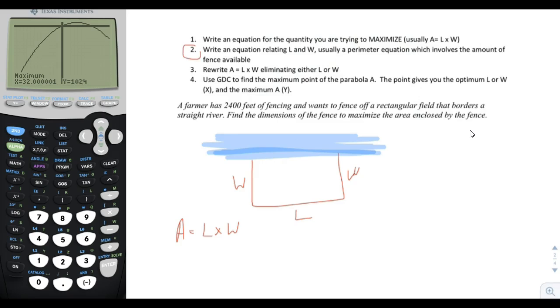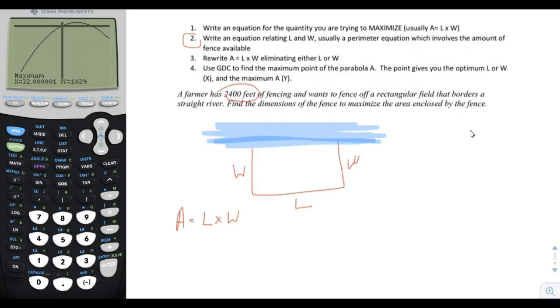In step 2, we want an equation that relates length and width. And what is that going to be? Well, we know that there's 2,400 feet of fencing total. Okay, so we're going to say W plus L plus L. Whoops, not plus L, because we don't have a fence next to the river. So we actually only have W plus L equals 2,400.